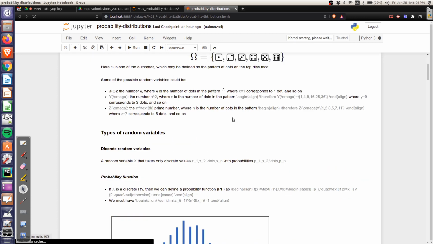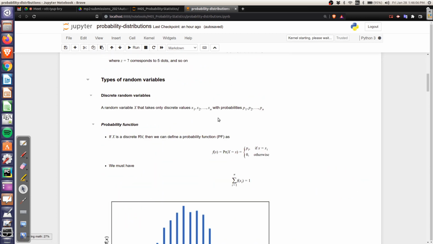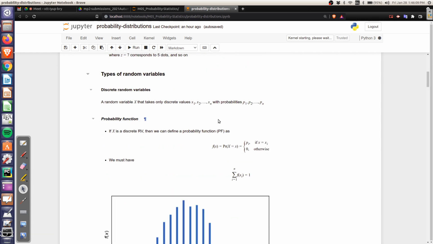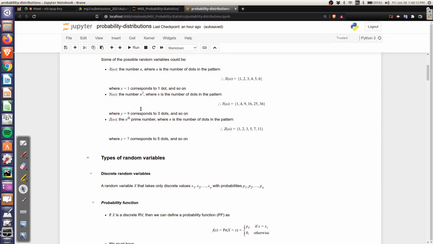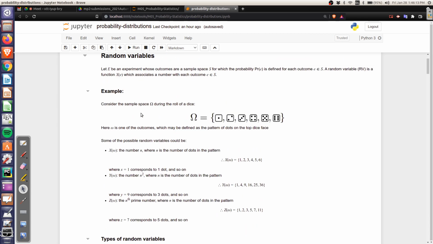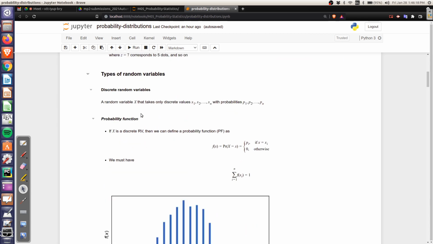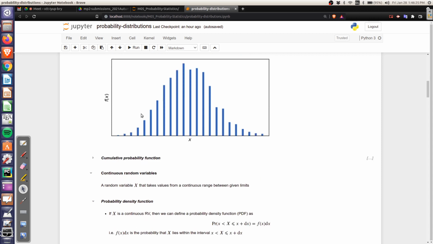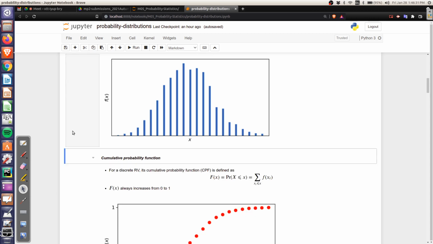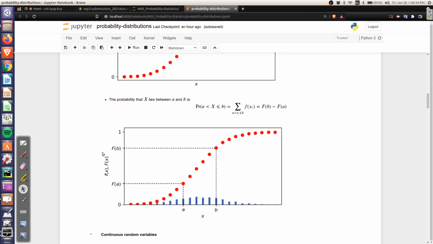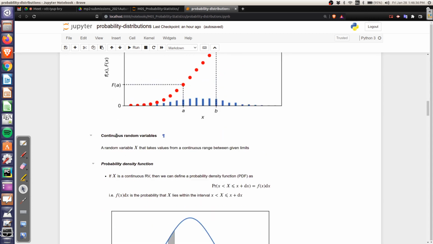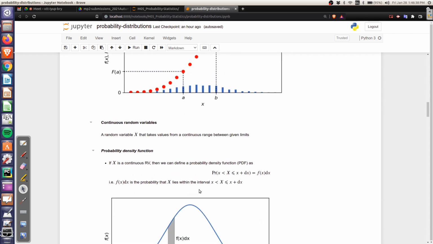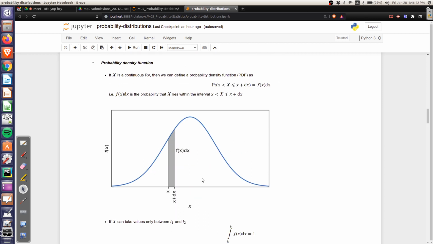Okay, so we talked about random variables. What are the different types of random variables? We have discrete random variables and continuous random variables. Then we saw some examples of what a random variable really is. I told you the random variable is basically a function. Then what are the probability functions which are associated with this? First we have the probability function, which is PF, and then we have the cumulative probability function, which is just the sum of the probability function. The cumulative probability function, CPF, always increases from 0 to 1, whereas the probability function can increase and it can decrease.